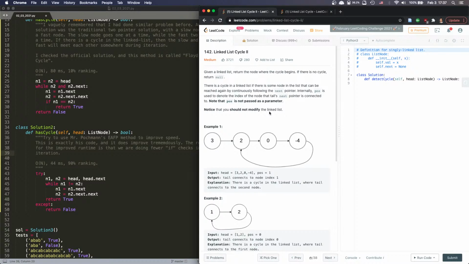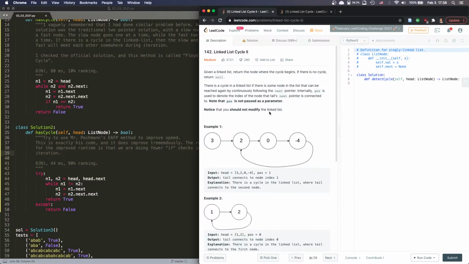And once the slow node enters, and we don't know when it enters, but once it enters, then wherever the fast node is, it's chasing, right? It's chasing, and then it will chase and it will meet it. How do we know when it enters? The moment it enters the loop is the moment that the fast node starts chasing.